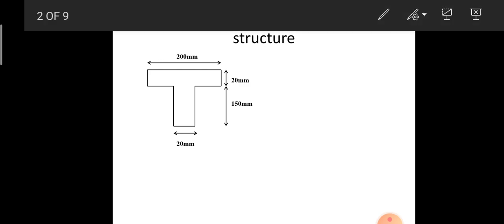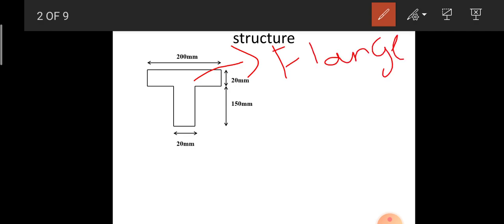The width of the flange, this is the flange, F-L-A-N-G-E, flange, and this is called web. So this is the web portion, the vertical portion, and the horizontal portion is called as flange. So here the width of the flange, or the horizontal dimension of the flange, is given as 200 mm. Vertical dimension of the flange is given as 20 mm.